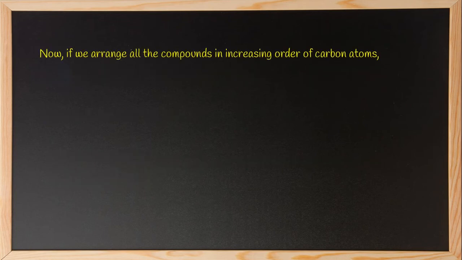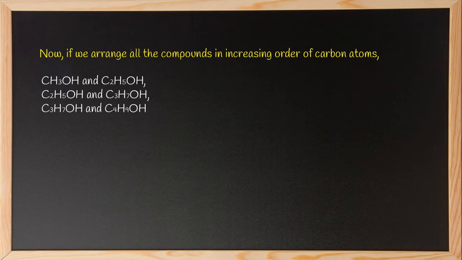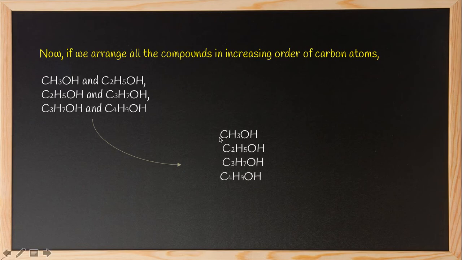Now let us arrange all these compounds in increasing order of carbon atoms. These are the compounds we have. If we arrange all of these homologues, we will get a sequential homologous series. See, one carbon atom, two carbon atoms, three carbon atoms, four carbon atoms. I've arranged it according to the increase in the number of carbon atoms. So what do you find here? This is a homologous series. The homologues which are arranged in sequential order with the increasing number of carbon atoms form a perfect homologous series.